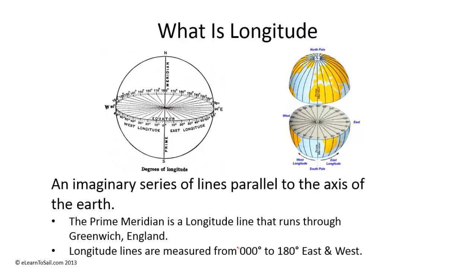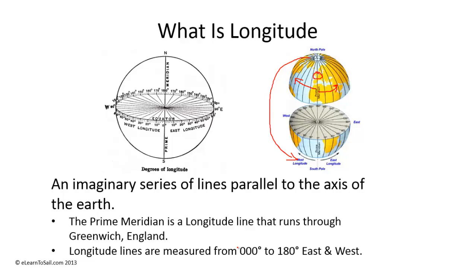Lines of longitude are different than lines of latitude in that they start at the North Pole and go all the way down to the South Pole. The starting point, or the 0 degree point, is called the prime meridian, and it goes through Greenwich, England. The lines of longitude are then measured 0 through 180 degrees in a westerly direction and 0 through 180 degrees in an easterly direction.